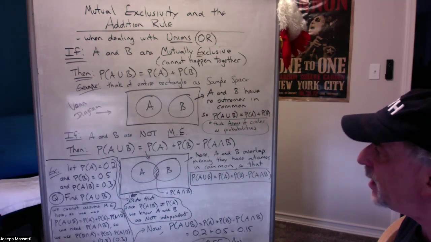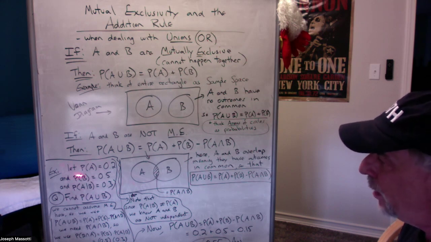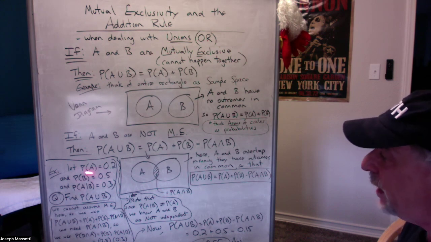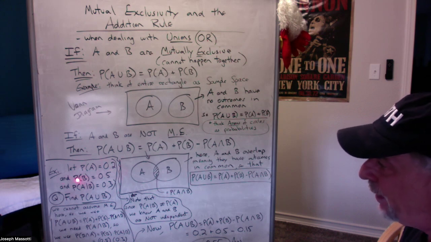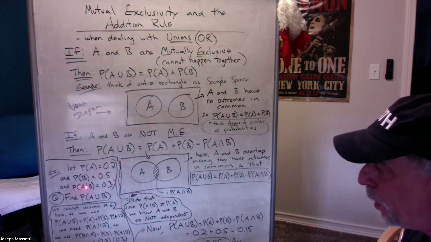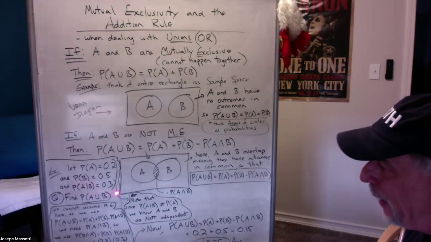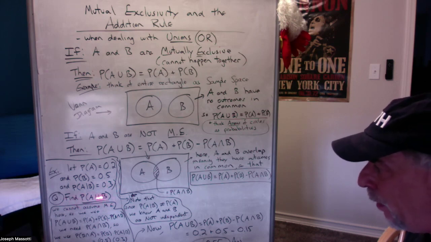All right, so that's mutual exclusivity and the addition rule. Let's go through an example here. Let's say we're given some information about two events, A and B, and we want to find the probability of their union. The probability of event A is 0.2. The probability of event B is 0.5. And we're given the conditional probability that event A happens given that event B happens is 0.3. The question is, find the probability of their union.